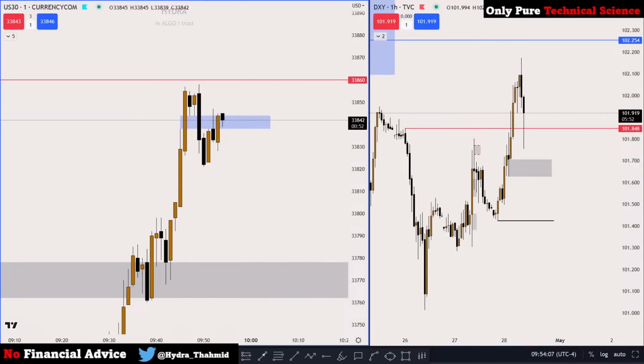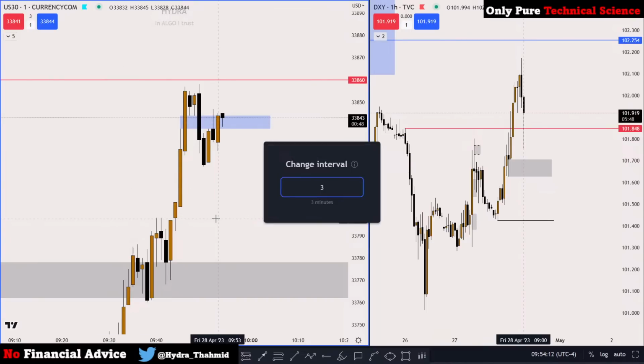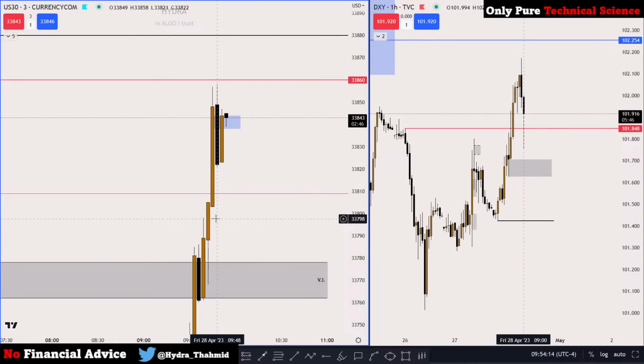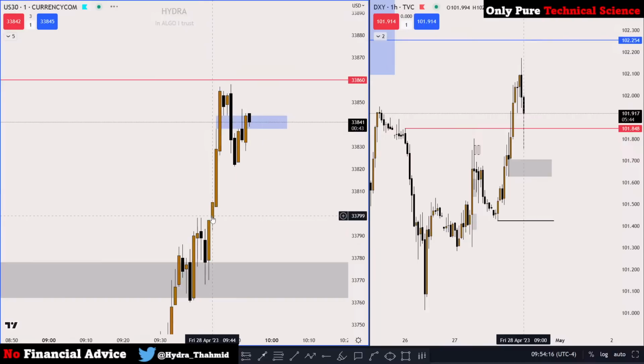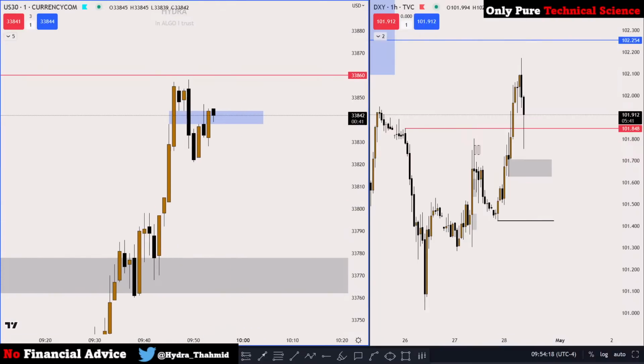Look at the breaker block entry at 3 minute. At 3 minute, what breaker block entry? There's no breaker block on 3 minute. If I see a breaker block, folks, I'll tell you. Sheikh Ghazi will be there, no doubt, my brother. Inshallah in future. In Dixie, entering a bearish breaker on 15 minute.